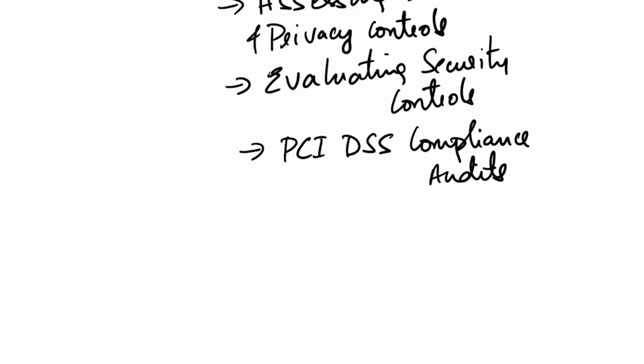Next, PCI DSS compliance audits. In the context of PCI DSS, IT audits specifically focus on evaluating controls related to payment card data security. This includes assessing the security of cardholder data, encryption of sensitive information, access controls, and monitoring of payment card transactions.